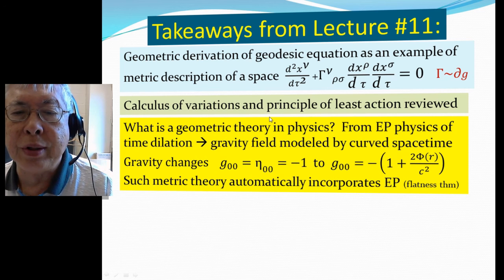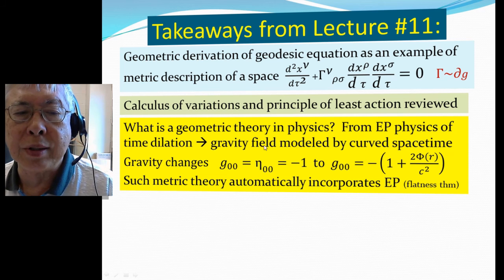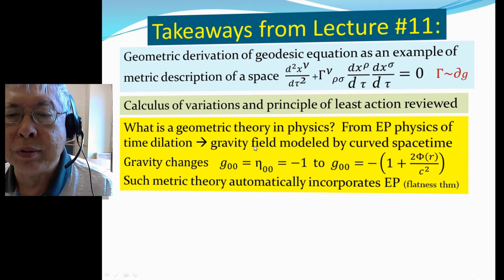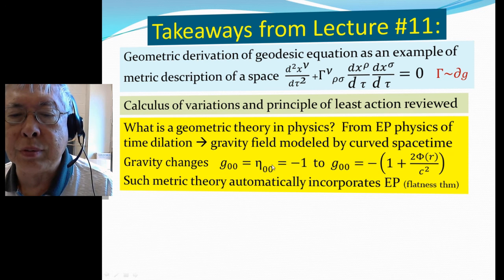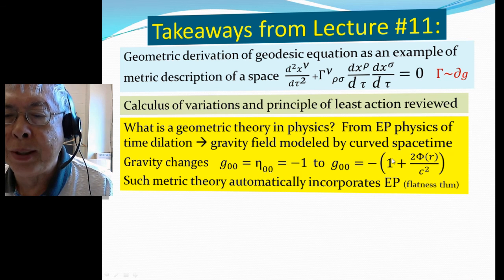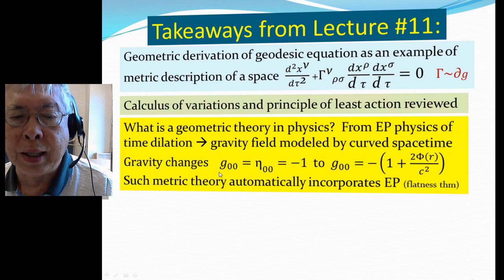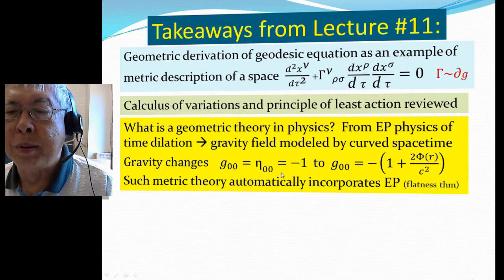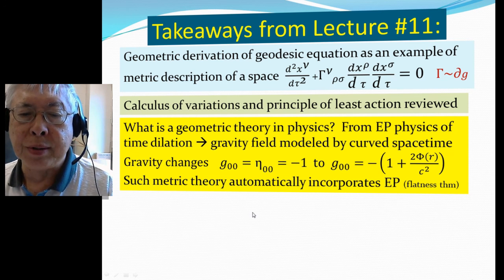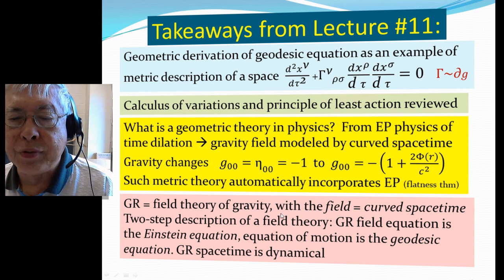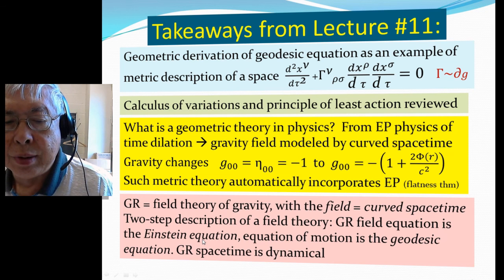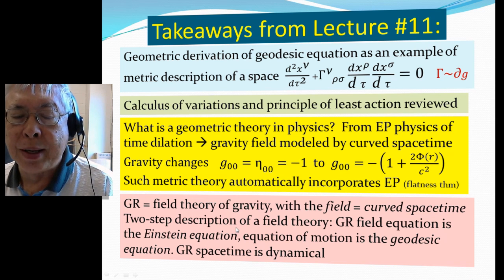And then we talked about the geometric theory in physics. We learned from the equivalence principle and the physics of time dilation that we can view the gravitational field as modeled by a curved space and time. So the gravity changes from g00 equal to -1 to this position-dependent function. And we also pointed out that such a metric theory automatically incorporates the equivalence principle, because of the flatness theorem of curved space. And GR is a field theory of gravity, with the field being the curved space and time. It's a two-step description involving a field, and in GR space and time is dynamical. It is determined by the matter and the energy distribution.